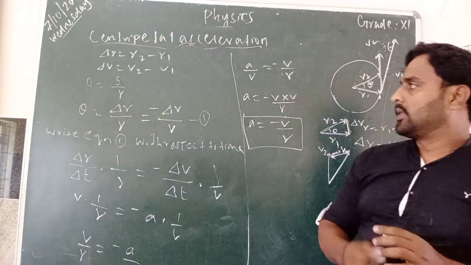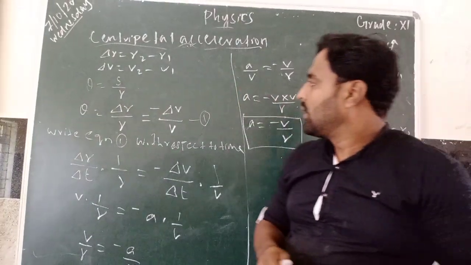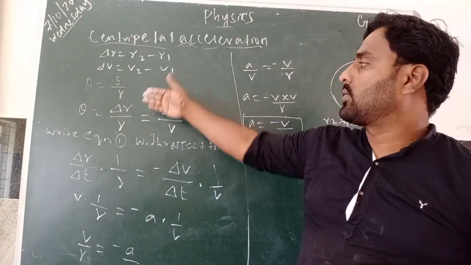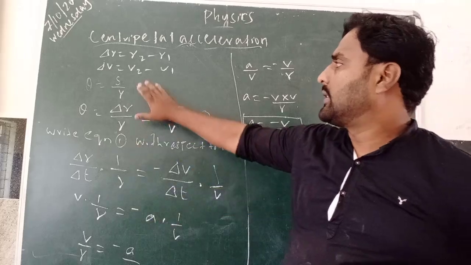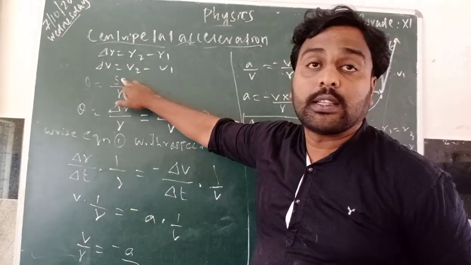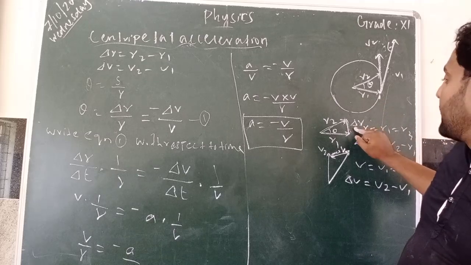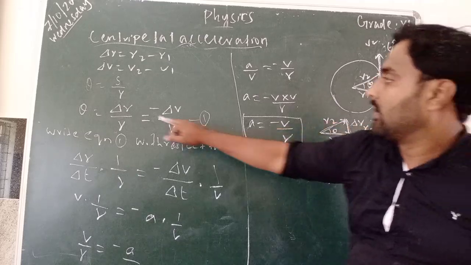Okay. So first you write this basic equation: angular displacement is equal to S by R. Now this displacement is the arc distance. S means arc distance. Here the arc distance in this geometric representation is delta R.